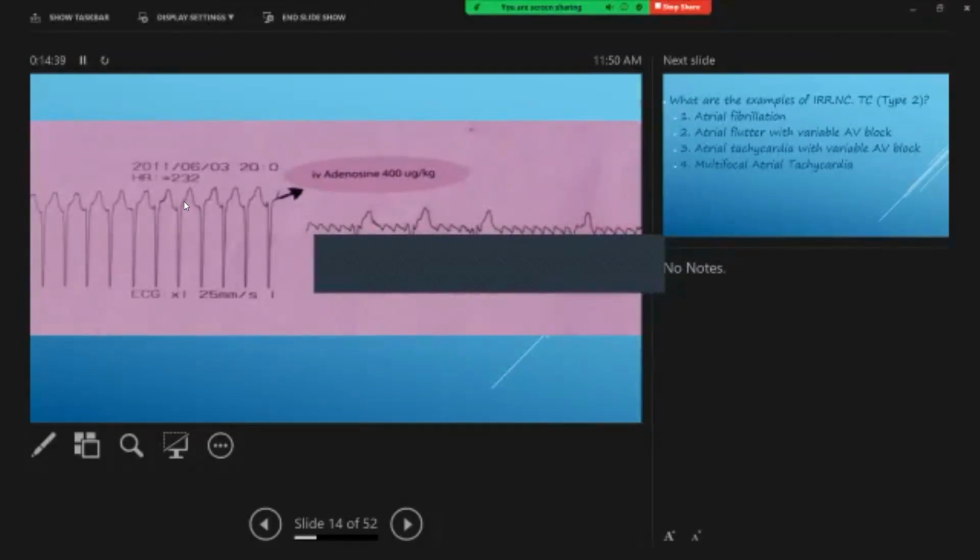Therefore, if you see this kind of case, please give boluses of adenosine, 3, 6, 9, and 12. Then, if the AV node is blocked by those adenosine boluses, you will see this kind of rhythm. What happens when there is an AV nodal block? The flutter waves, all flutter waves cannot be conducted, only a few flutter waves will be conducted.